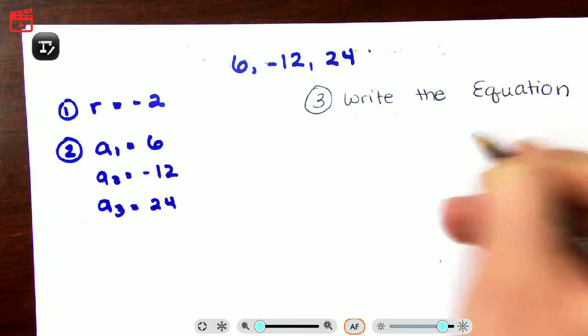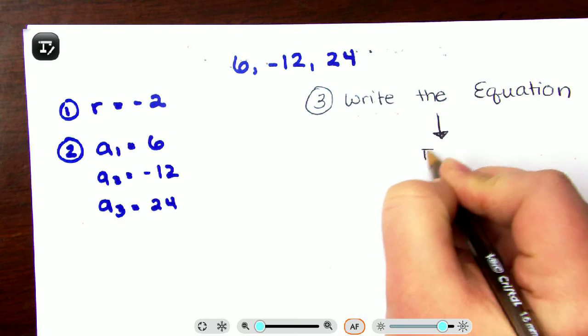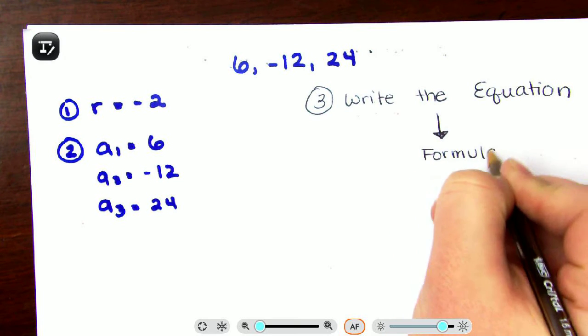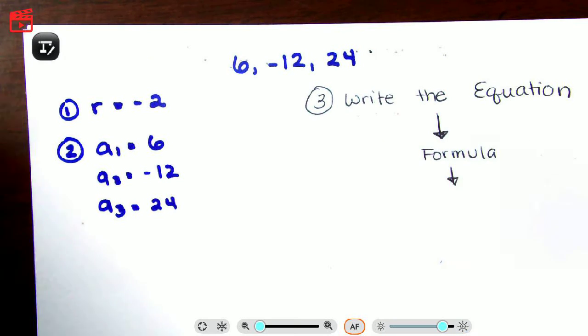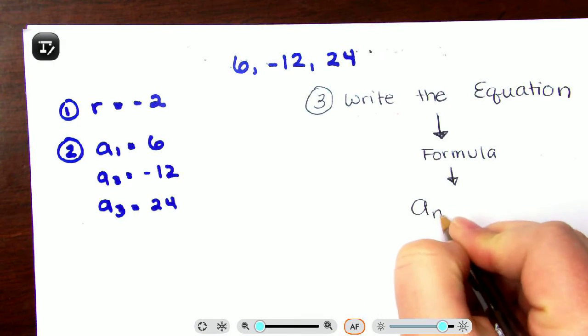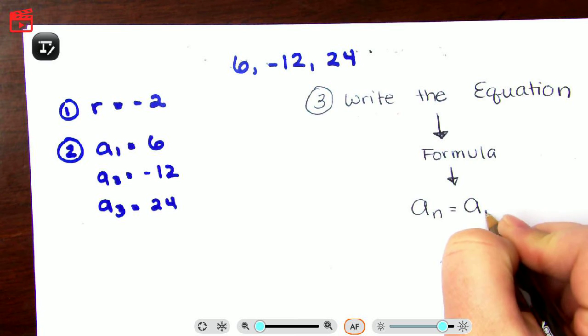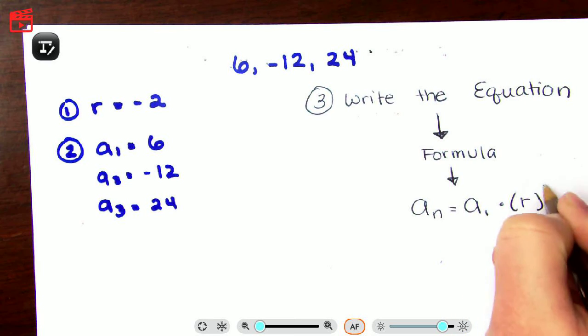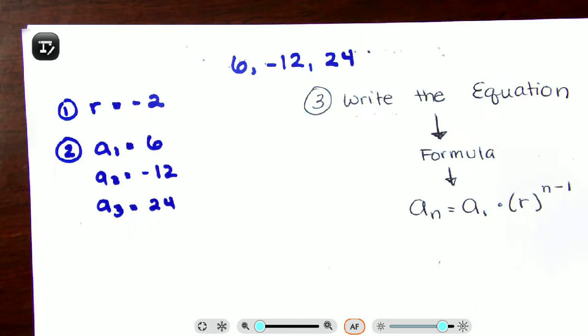So how do we write the equation? Well, let's start with the formula. So the formula, again, I'm looking here in my notes. The formula is a sub n is equal to a sub 1 times r to the n minus 1 power.